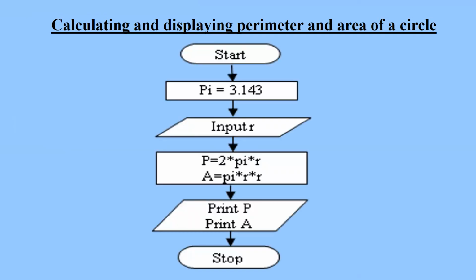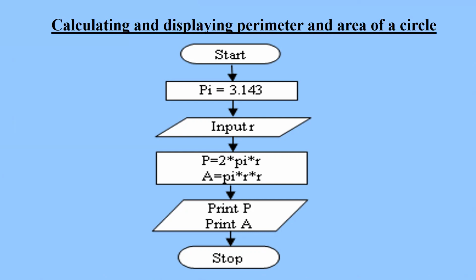As usual, your flowchart must always have a title or a heading. So my heading is calculating and displaying perimeter and area of a circle. And this is my flowchart. We have the start and the stop using the terminator. And then the next step is to assign 3.143 to pi. And you can see that operation is in a rectangle. Then input R, read the radius. And that symbol there is the parallelogram because the operation of reading radius is an input operation.